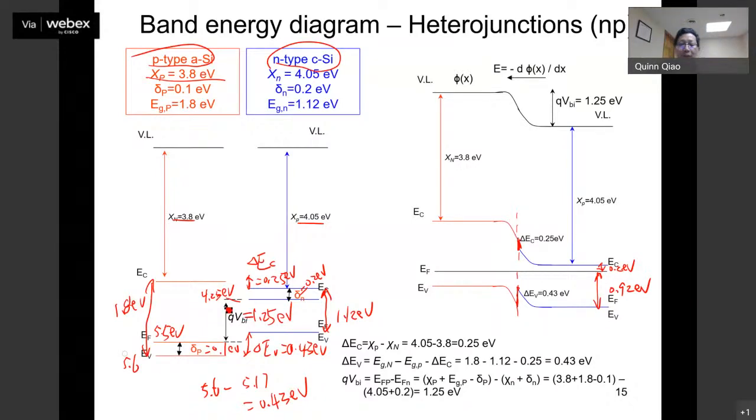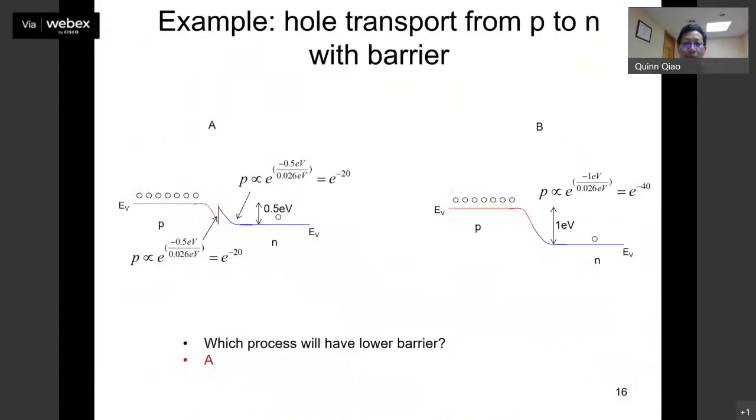That's 1.25 eV. Now you see, QVBI is 1.25 eV, delta EV is 0.43, delta EC is 0.25, right? And then basically the barriers become: this one plus, 1.25 equal to 1.5 eV. This one is 1.25 minus 0.46, equal to 0.82 eV, right? You see, now for the electron, the barrier is reduced, and for the hole, the barrier increases. Okay, that's what it is.